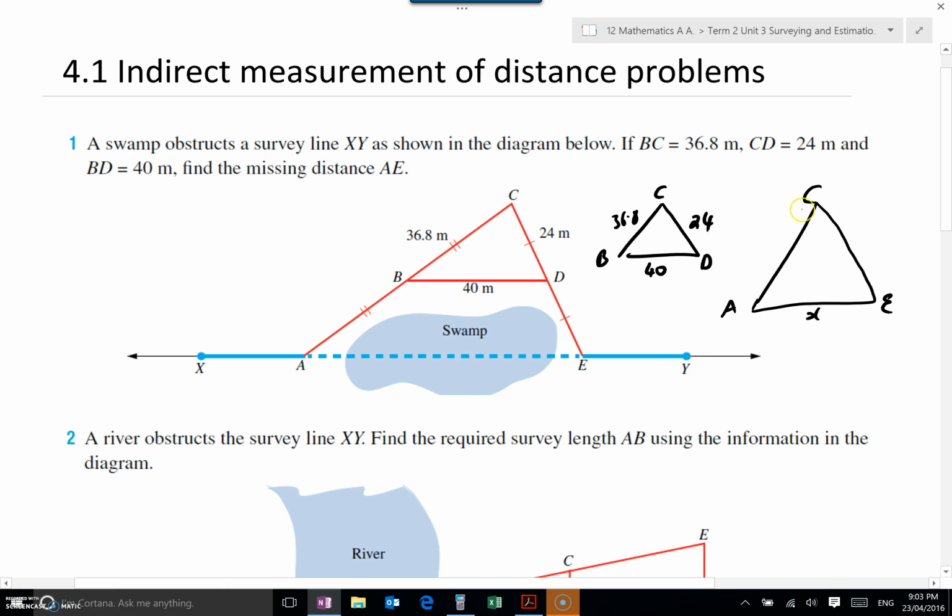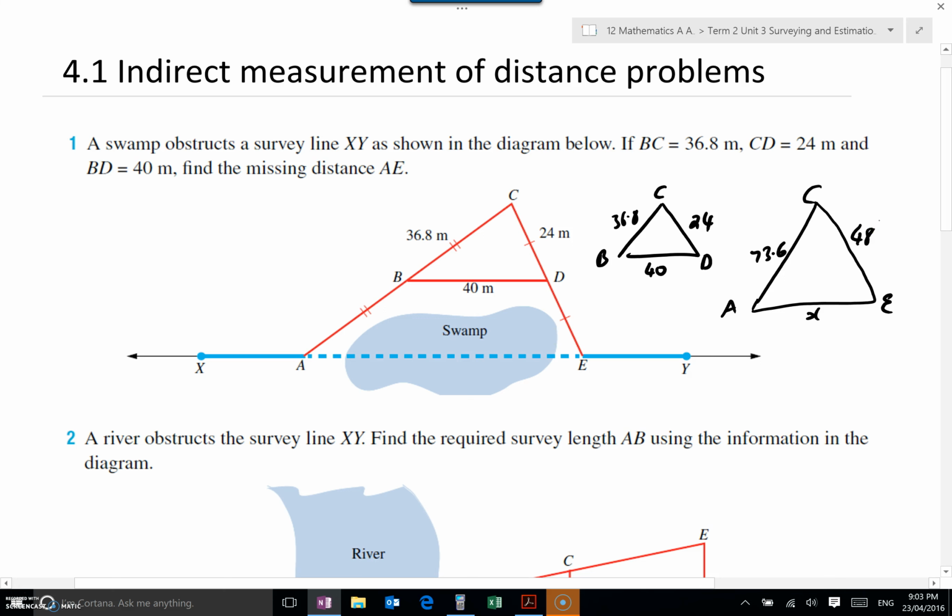I know that the distance CA is going to be 73.6, because it's double the distance. See the double dashes means it's going to be double. And I know the distance CE will be double 24, so 48 meters.